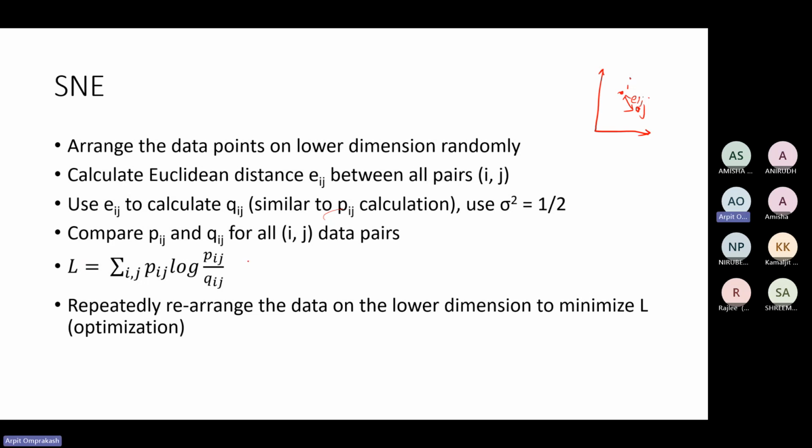Okay. So mathematically, how do we compare Pij and Qij? So basically we calculate L, which is the summation of Pij into log of Pij by Qij. Okay. So what this means basically is, if Pij and Qij are similar, so if you find 2 points in the space which are similar or which can be mapped to each other, then this whole fraction will become 1. So log of 1 will be 0.